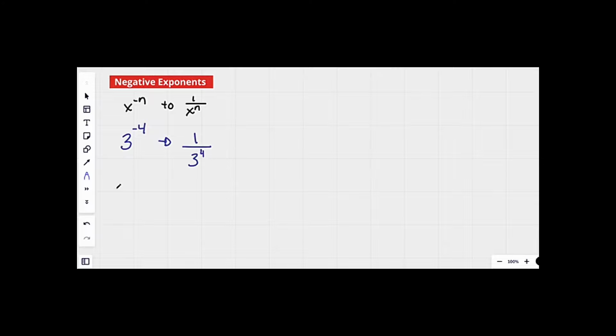And now we can solve it. So we leave the 1 as is, and we say, okay, what is 3 to the power of 4? Well, 3 to the power of 4 is 81. And so our answer would be 1 over 81.